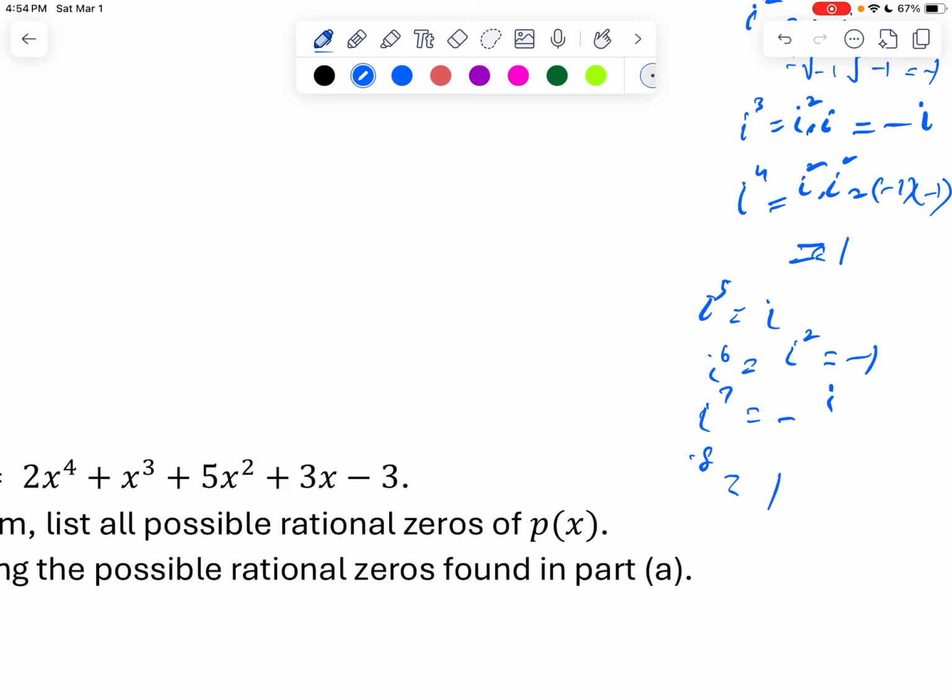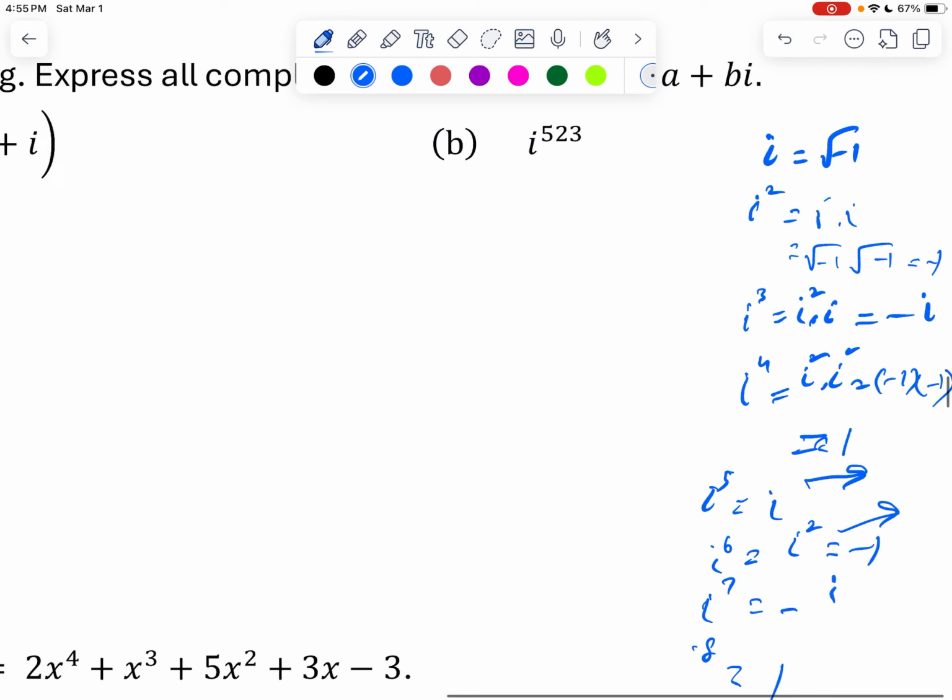So which means when the power is a multiple of 4, you get a 1. When the power is a multiple of 4 plus a remainder of 1, you will get I. If the power is a multiple of 4 plus remainder 2, you will get I squared. And if the power is a multiple of 4 plus a remainder of 3, you will get -I. So what you are supposed to do in this problem, show long division.